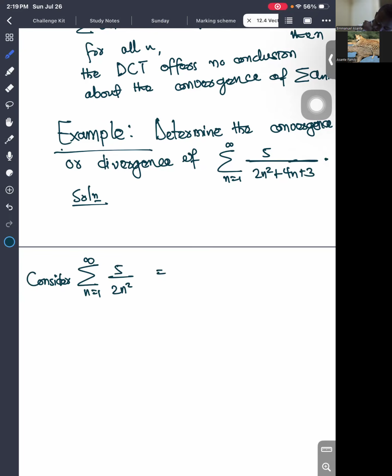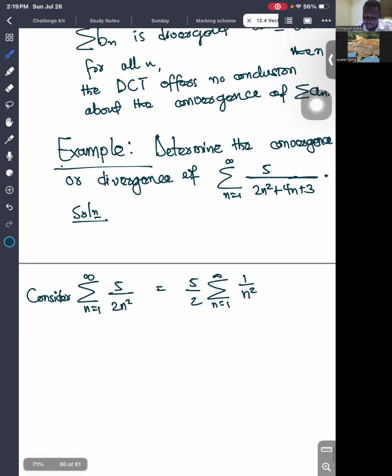So we'll have 5 over 2, remember we wrote this out when we were talking about the properties of series, times 1 over n squared. Is this a geometric series or a p-series? So you can answer that. This is a p-series.